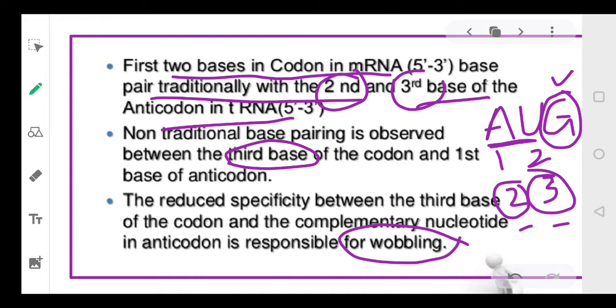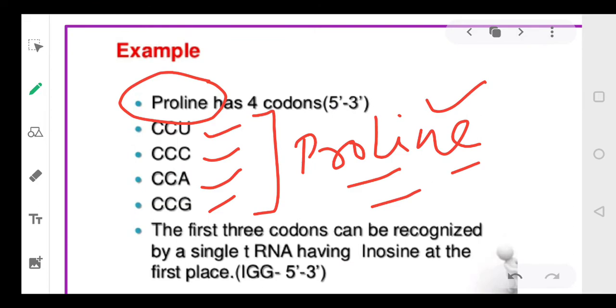Clear? So the two bases present on mRNA, like the first and second, will be paired with the second and third of tRNA. The third base pair does not necessarily have the complementary sequence on tRNA. So this is not a traditional pairing, right? Because of this, the wobbling will occur. Okay? As I've discussed it also.